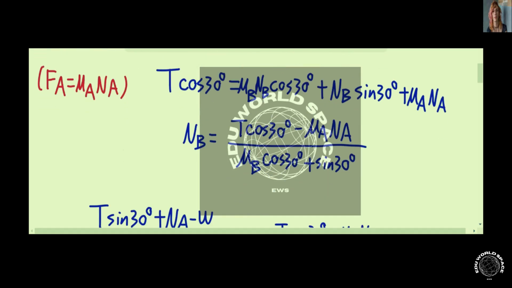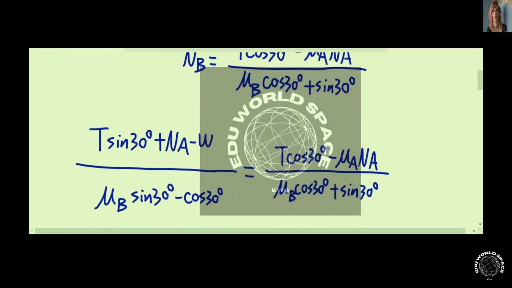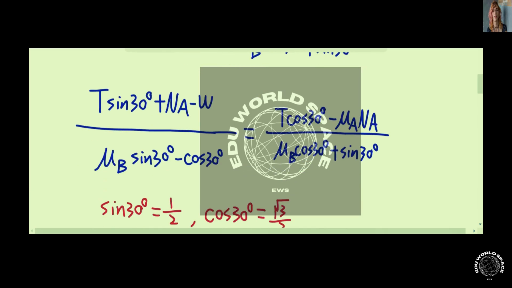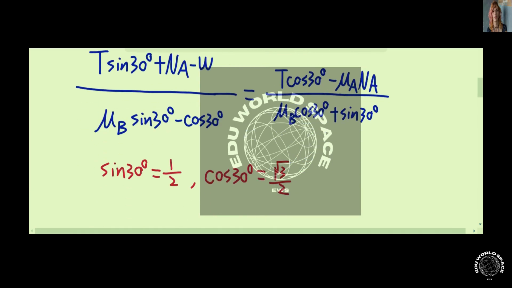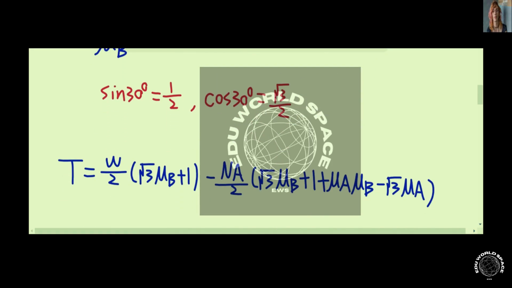So now we can set these two equations equal to each other, since both of them are equal to NB. We know sine 30 degree is 1/2 and cosine 30 degree is equal to square root 3 over 2. So now we have such an equation for the tension T.